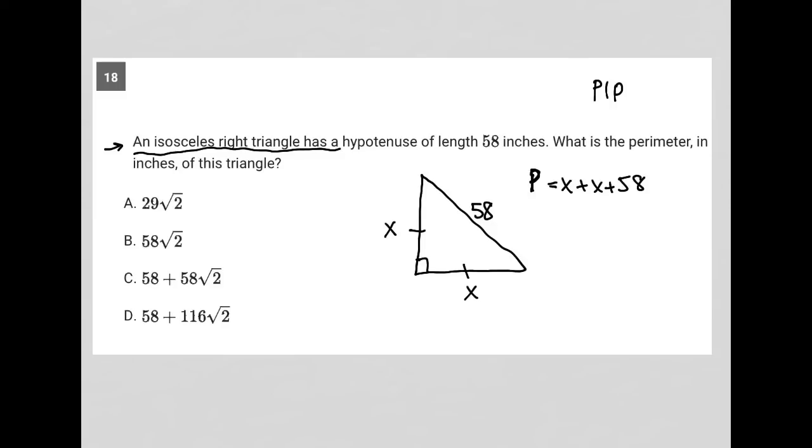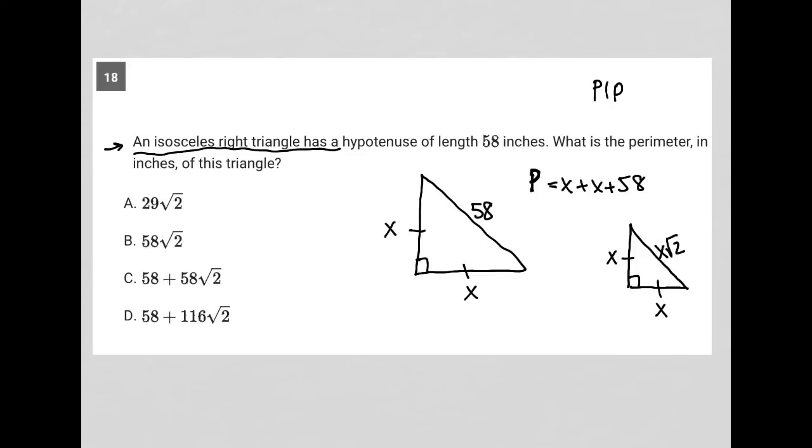Well, on the first page of the math section, you'll have a reference guide. In fact, on the digital test, which is updated now, you'll just have a button at the top of your screen where you can access the reference guide. And that reference guide will show you that for an isosceles right triangle, the legs are always x and the hypotenuse is x root 2.